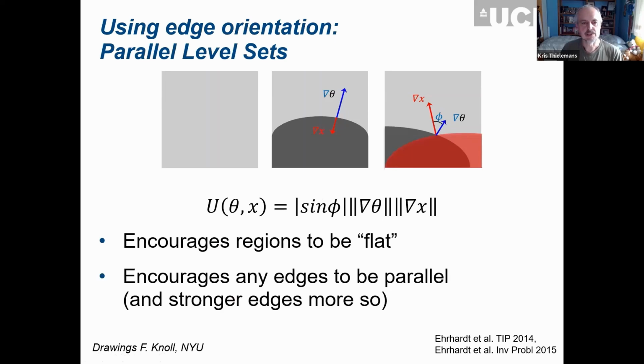Obviously, it encourages regions to be flat, and it encourages edges to be parallel, which is why it's called parallel level sets. However, this prior turned out to be rather difficult because it is not a convex prior in the two different modalities. It's convex in each of them, but not in both. And so you can have local minima and you can have flips in image intensities and so on. So that's not ideal. You have to take care of that in other ways.